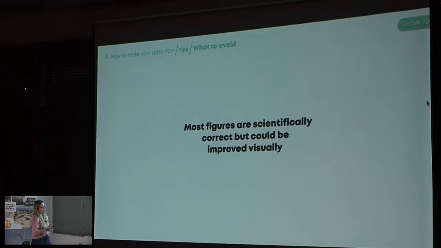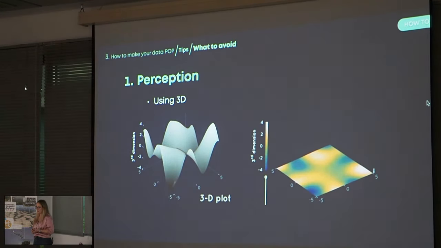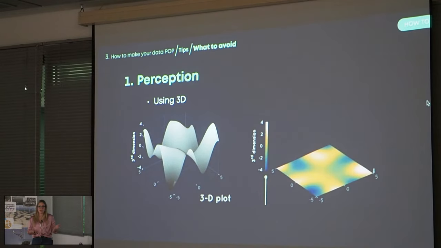One of them, for example, is perception-related mistakes. These figures, for example, 3D plots, are scientifically correct and they're pretty cool, but it's proven that our brain needs 60% more time to read a 3D plot rather than, for example, that color gradient. So at the end, if we're talking about our viewer's attention span, and it's small, we'd rather make it quick, right?